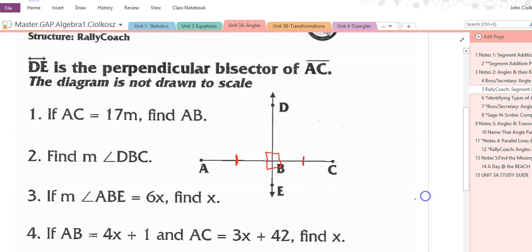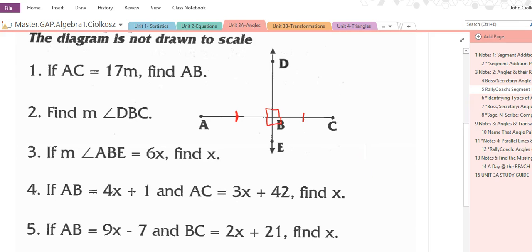So number 2, we already kind of said this, but DBC. This gets the idea that with these angles, if one's right, they're both right. So DBC would just be 90 degrees, or you could put a right angle.